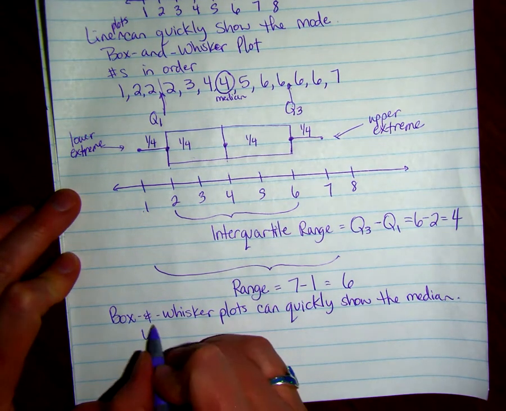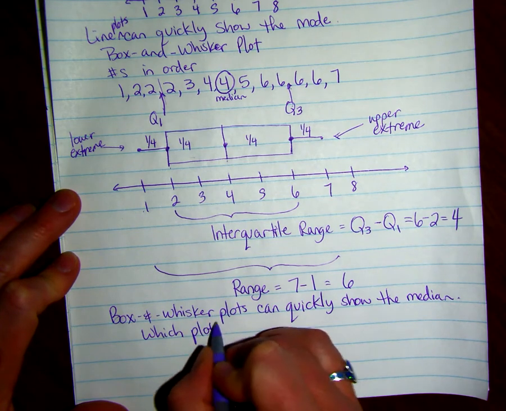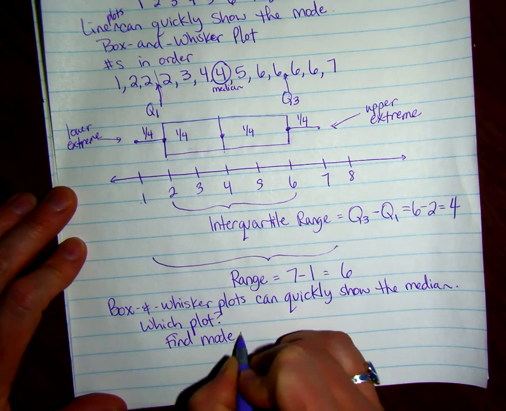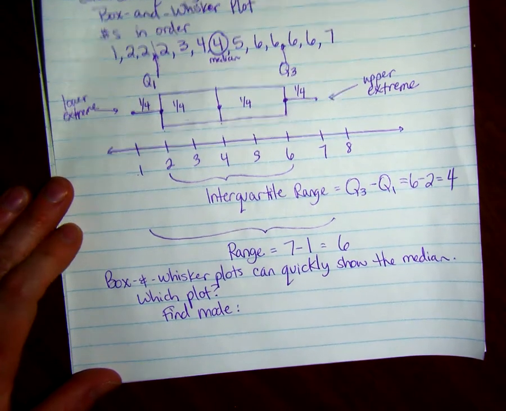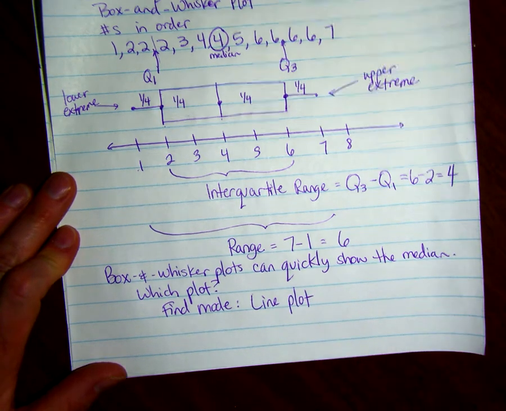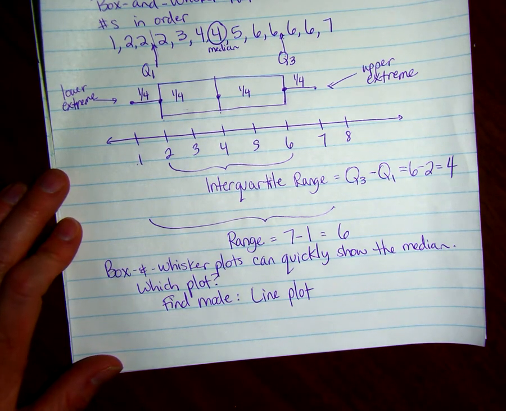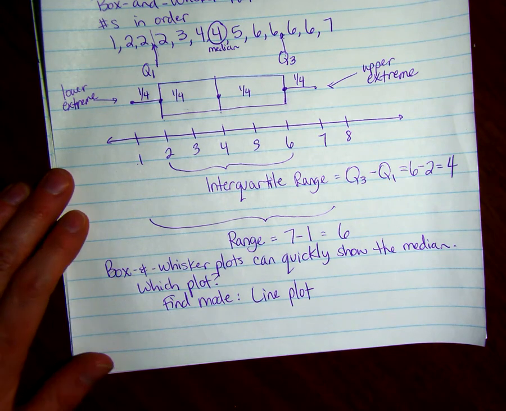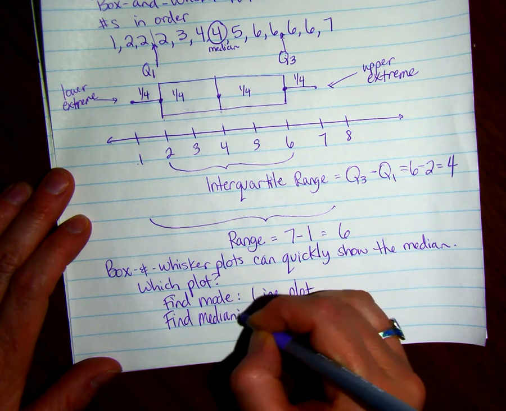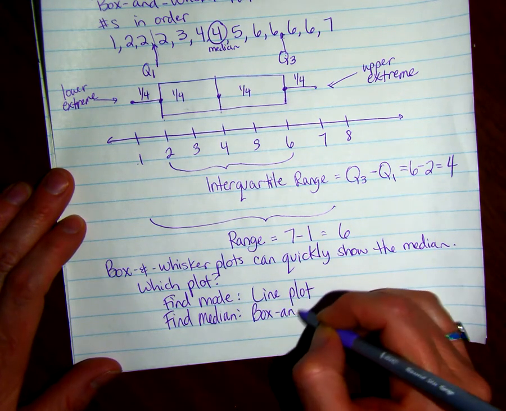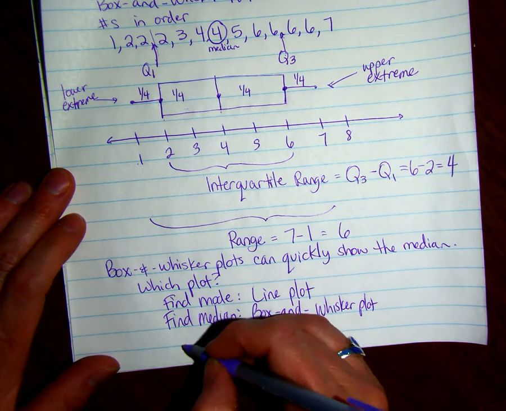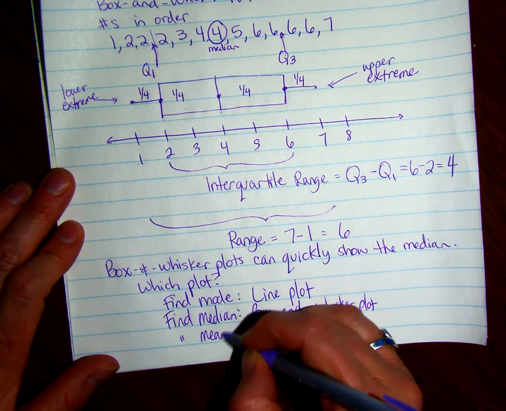So which plot do we want to look at if we want to find the mode? Which one would we look at? It would be the line plot. Which one would we want to use to find the median? That would be the box and whisker plot. And then which one to find the mean?